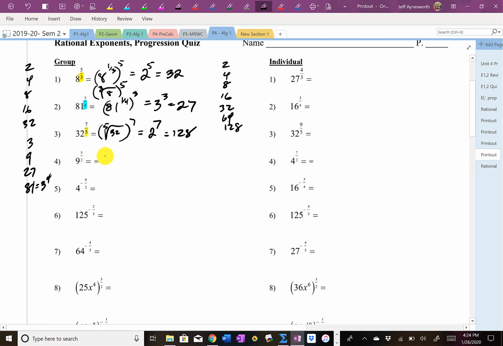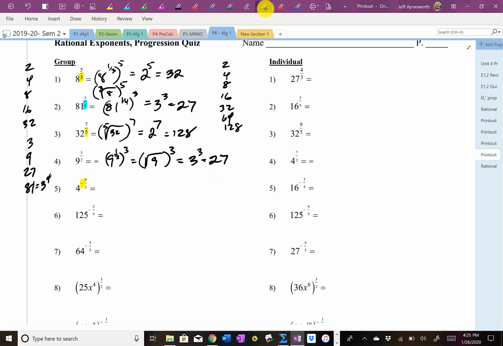All right, 9 to the 3/2 power is 9 to the 1/2 power, all right, raised to the 3rd power. Well, that's just the square root of 9, and I have to take that to the 3rd power after I take the square root. So I take the square root of 9, which is 3, and raise it to the 3rd power, and I get 27.